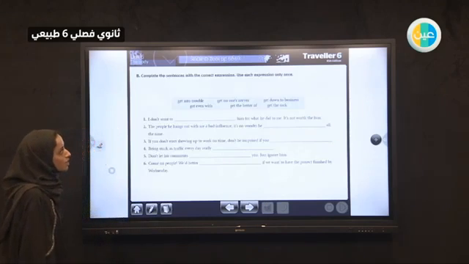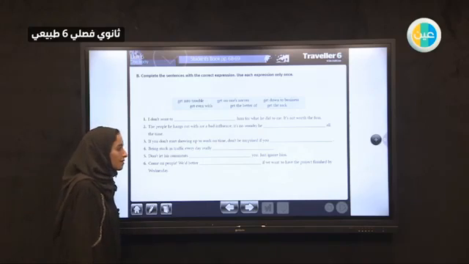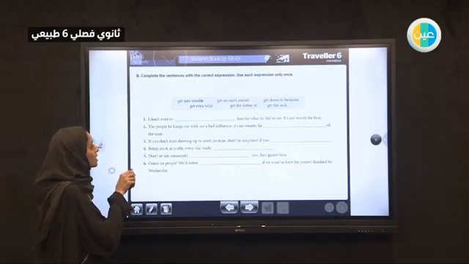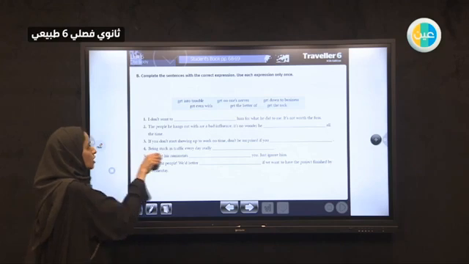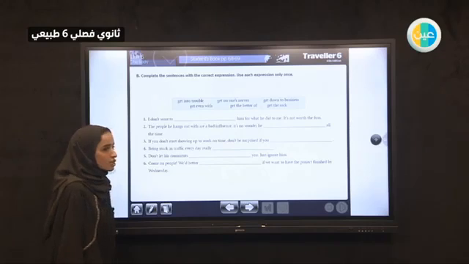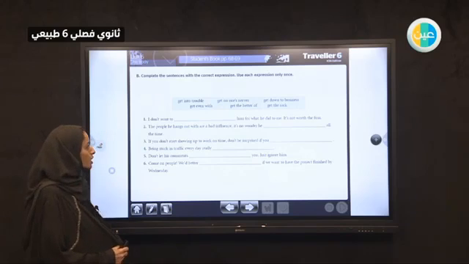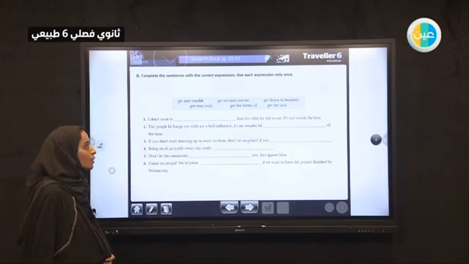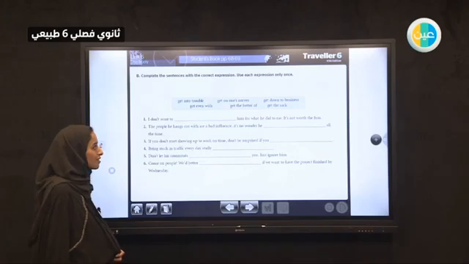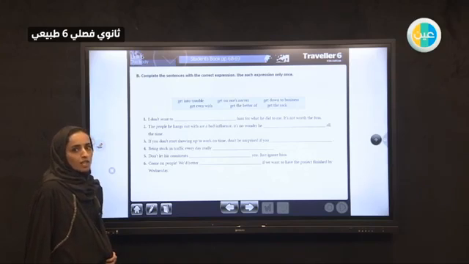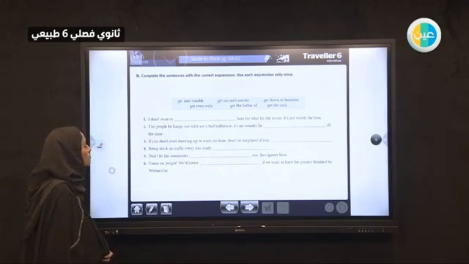In your workbooks, on page 47, we have certain expressions. Complete the sentences with the correct expressions which are given in the box. Get into trouble. Get on someone's nerves, so we will make him annoyed. Get down to business, to start working. Get even with, you will take revenge. Get the better of, I will defeat. Or getting the sack, which is the idea of losing your job. So let's start with number 1.